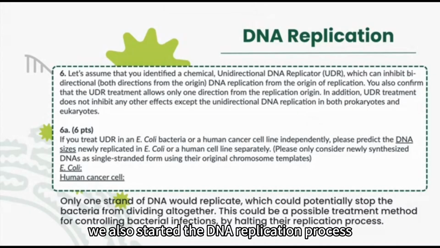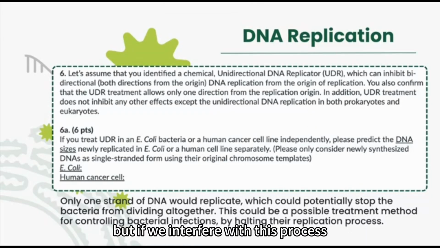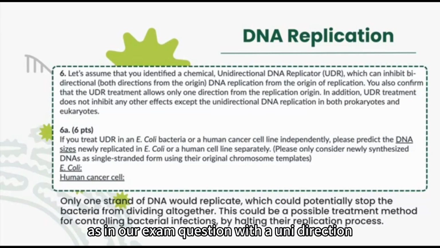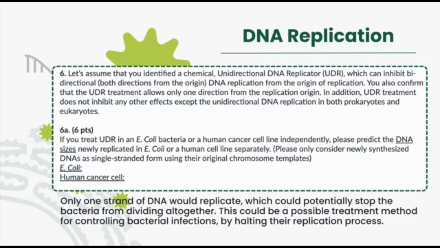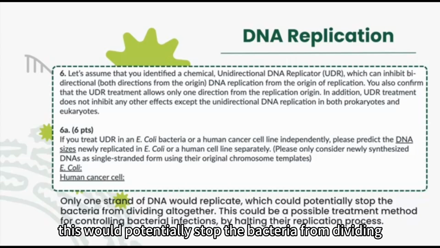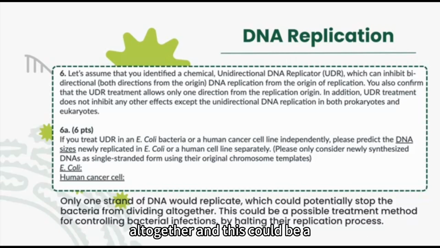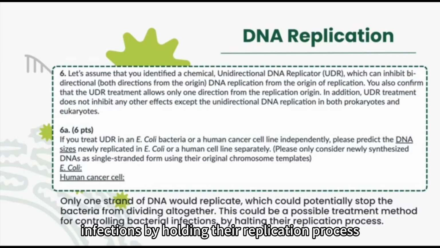We also studied the DNA replication process in this bacteria. In the BIOL110 course, we learned that DNA replication is essential for cell division and survival. But if we interfere with this process, as in our exam question with the unidirectional DNA replicator, E. coli wouldn't be able to replicate properly. In fact, only one strand of DNA would replicate. This would potentially stop the bacteria from dividing altogether, and this could be a possible treatment method for controlling bacterial infections by halting their replication process.